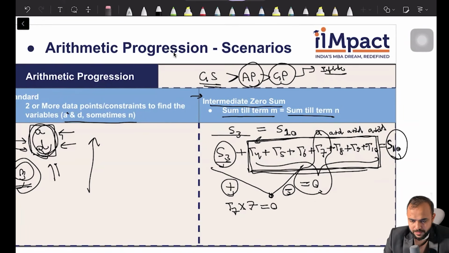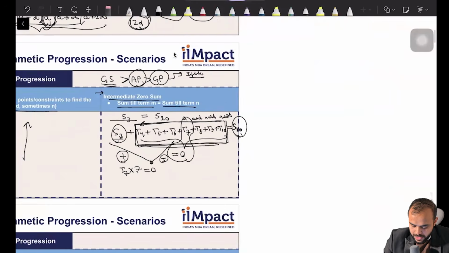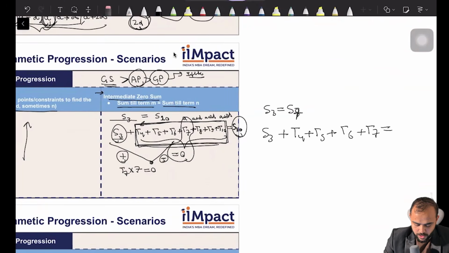Clear so far, everyone? Okay. However, if the terms were even, if let's say I had given you S3 is equal to S7, so then you would have said S3 plus T4 plus T5 plus T6 plus T7 is equal to S7, and then this is equal to this. So you will get this sum is equal to 0.